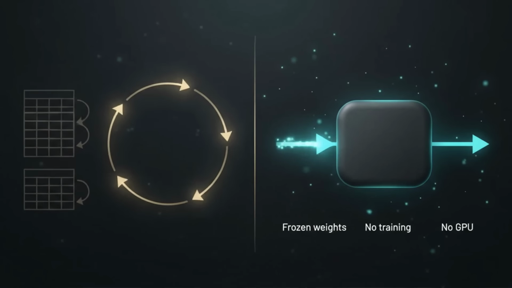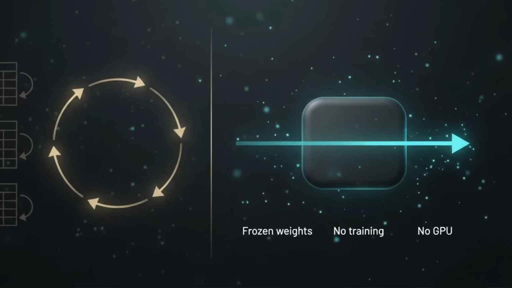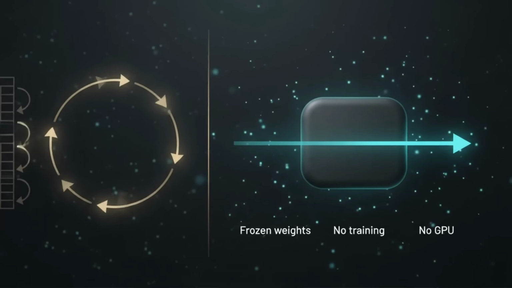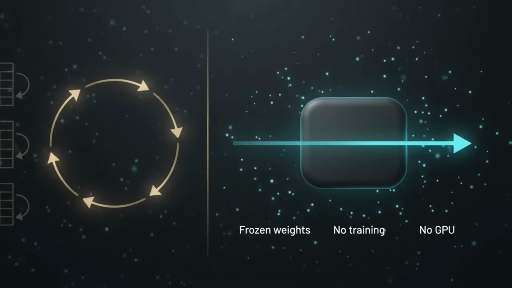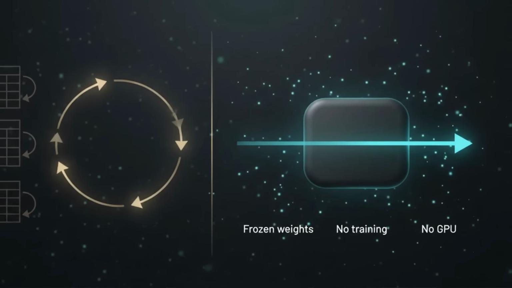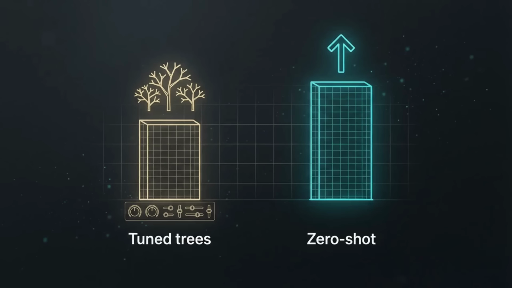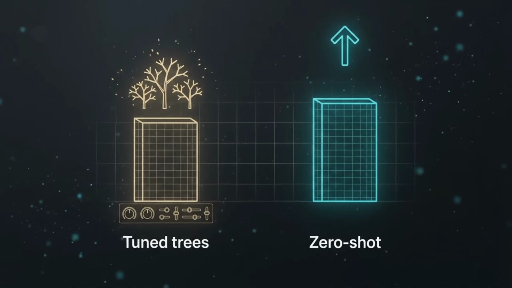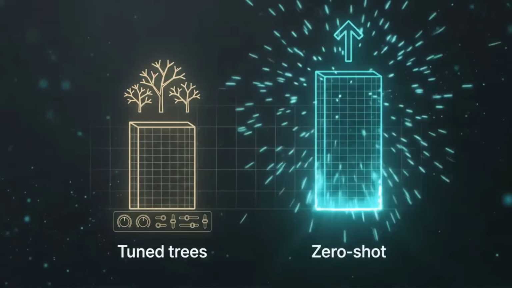If you think about TabFM, it skips all of this. It'll just do one forward pass because it has frozen weights, it has no training requirement, it has no GPU spin-up required. Zero shot, TabFM actually beats gradient boosted trees that were heavily tuned. Not default XGBoost, but tuned XGBoost.